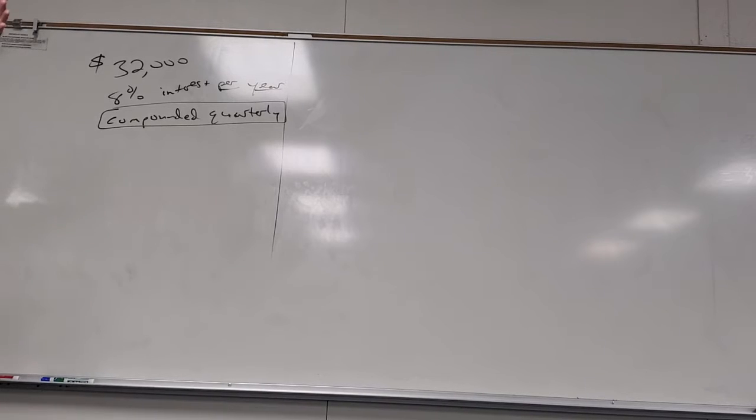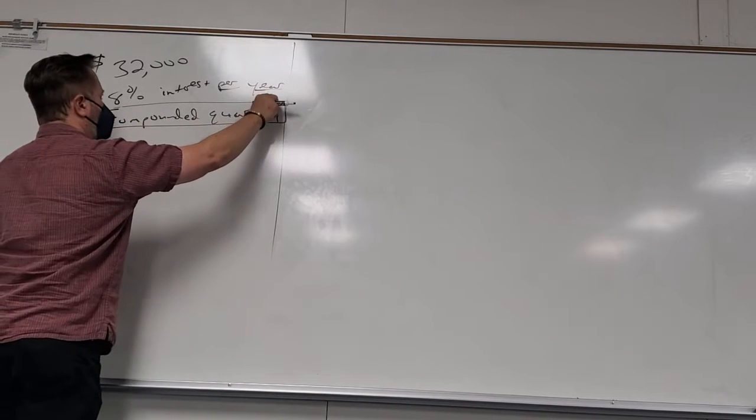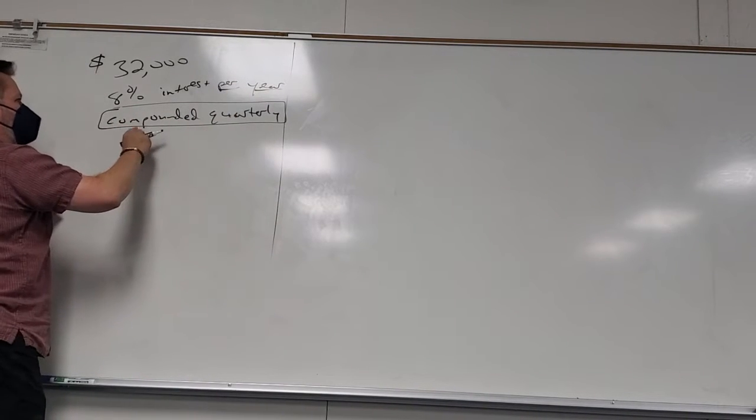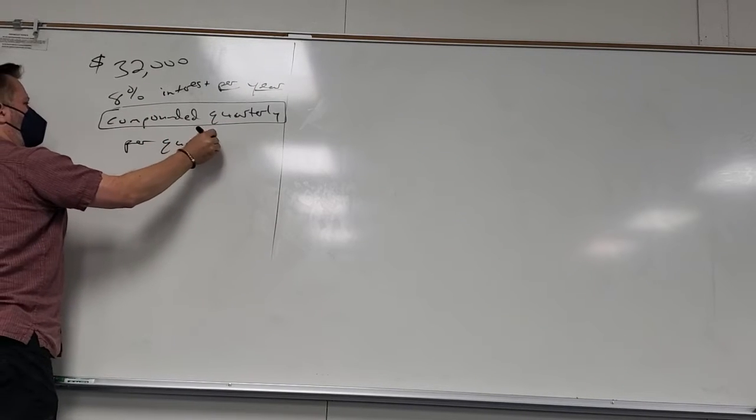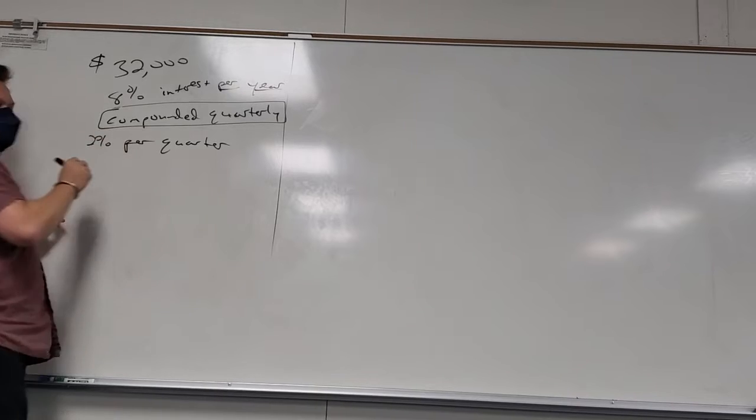Like every 3 months? Quarterly means 25% of the year, so 1/4 of the year is 3 months. Every 3 months. Compound means actually putting the money in. So it's 8% per year. What do you think it is per quarter? 2%. 2% per quarter.